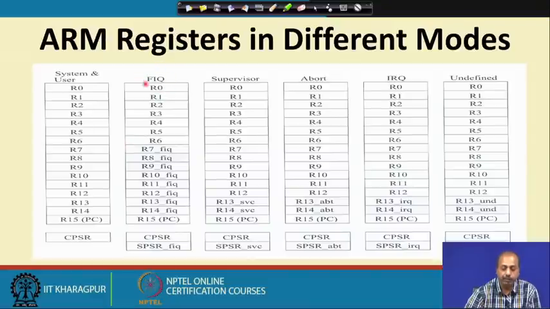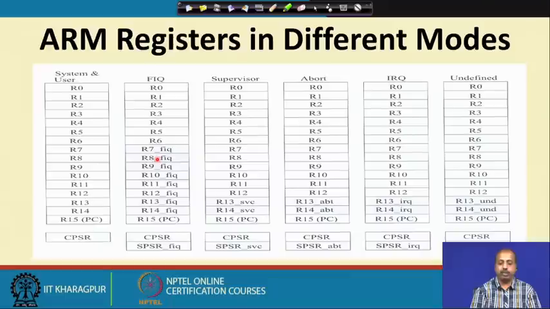Now, if you look into the FIQ mode, you have got the registers R0 through R6. That is fine. But R7 to R14 are new registers. R0 to R6 are the same as your user mode registers R0 through R6, but these registers are new, they are not the same as the R7 to R14 that you have here. So, what is the advantage?